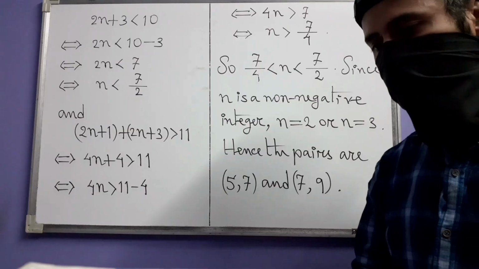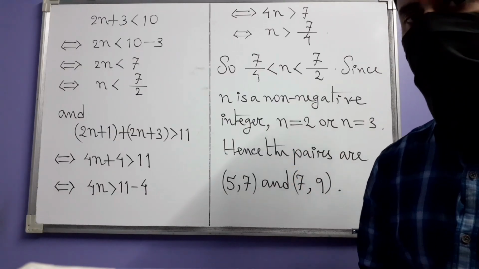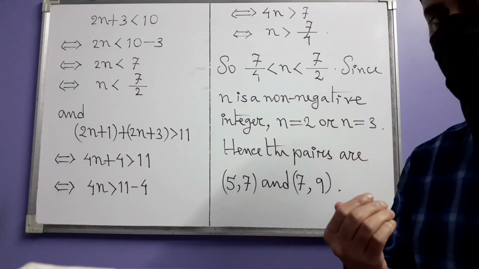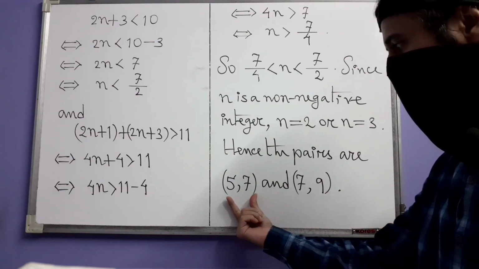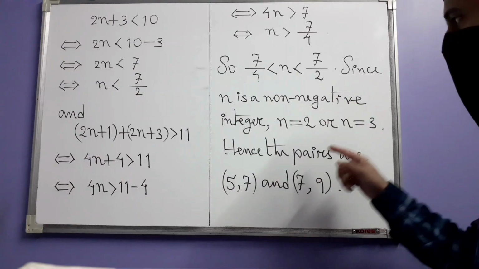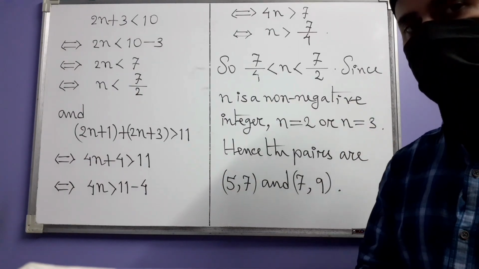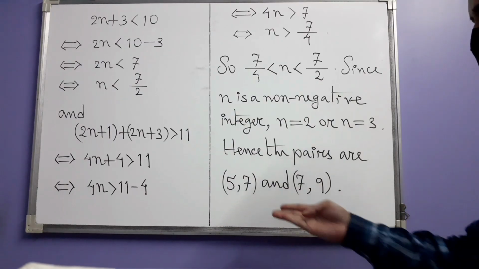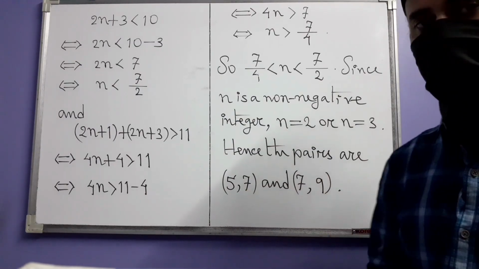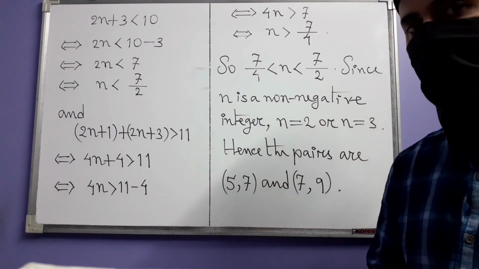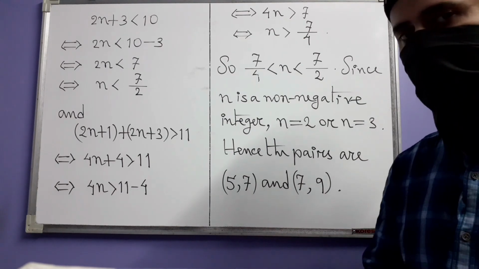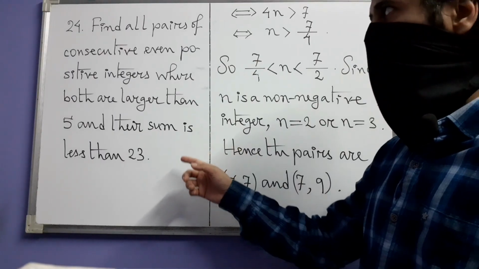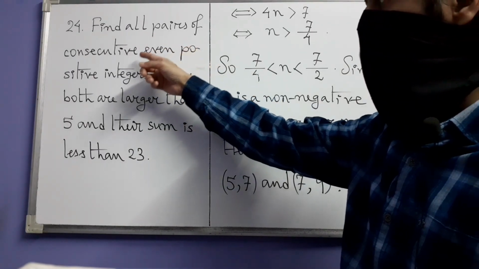When n is 2, then what is the number 2n plus 1? That is 5. And the next consecutive odd number is 7. So one of the pairs is 5, 7. And when n is 3, then 2n plus 1 is 7 and the next one is 9. So the other pair is 7, 9. You can see for yourself that in both the pairs, both the numbers are less than 10, but their sum is greater than 11.